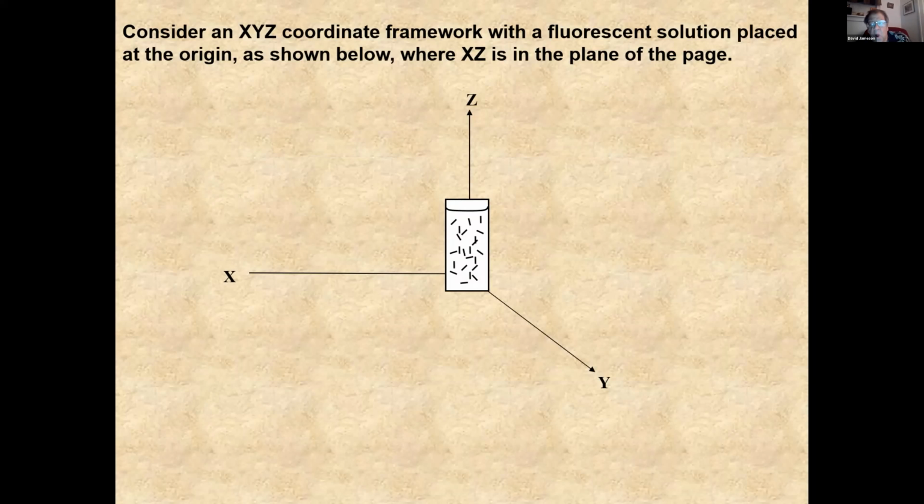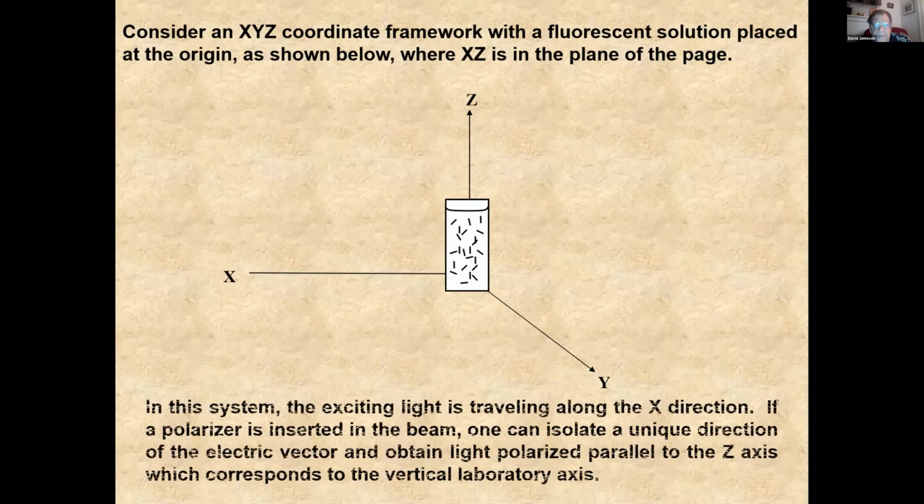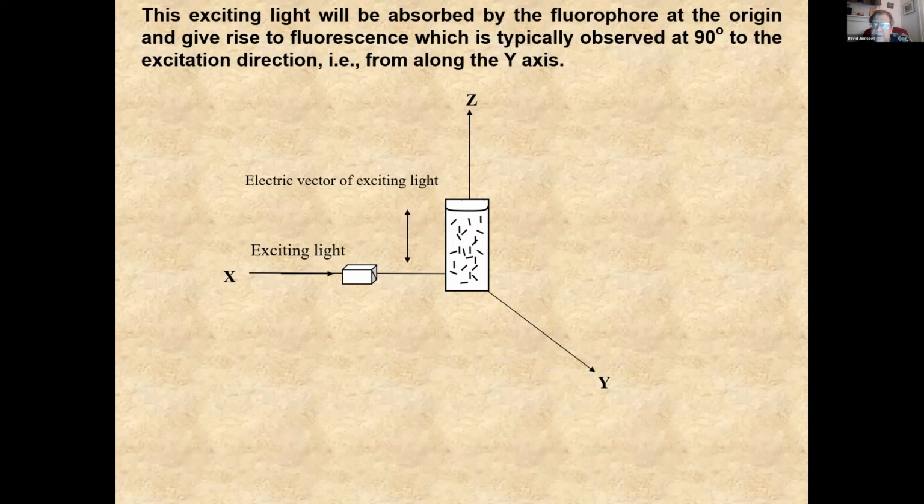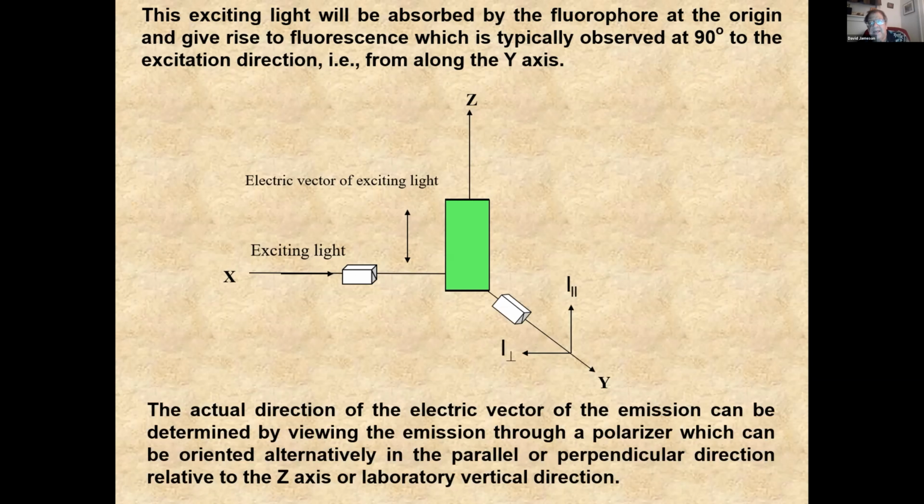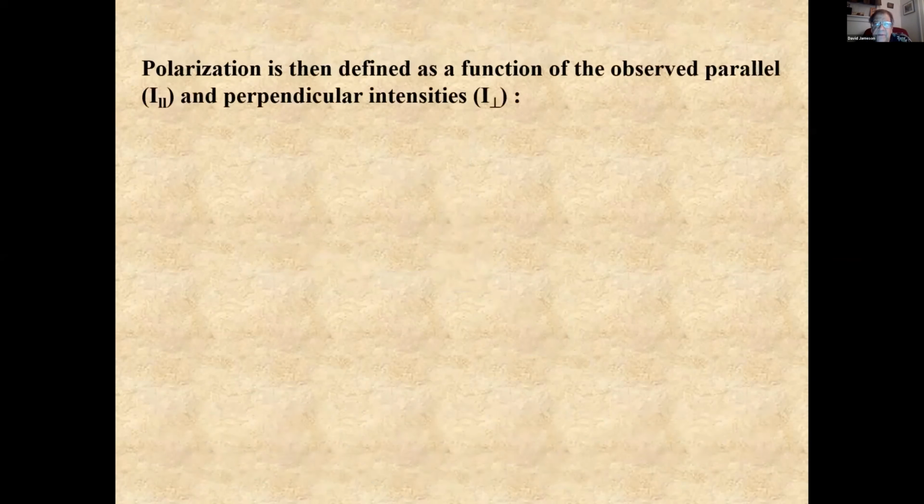and X and Z are in the plane of the page, and Y is coming out towards you as the observer. In this system, the exciting light is traveling along the X direction, and a polarizer is inserted in the beam, and then we can select the direction of oscillation of the exciting light with the polarizer to impinge on the sample. Okay, now the molecules in the cuvette, in this case, absorb light and give rise to emission. To measure the polarization, we look along the direction 90 degrees to the excitation, and we have a polarizer we can rotate, and we can look at the intensity parallel and the intensity perpendicular of the emission.